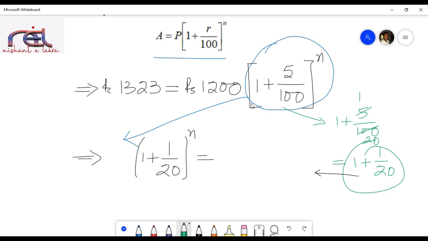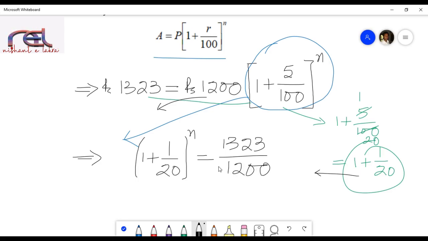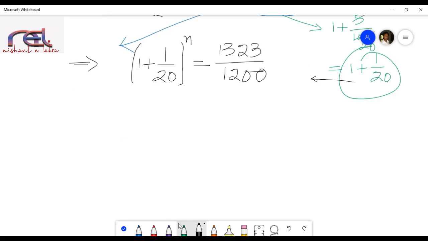So we will make this whole bracket with the power the subject. 1 plus 1 by 20 to the power n as the subject equals 1323. And you remember, when we move the multiplication to the other side of the equal sign, it becomes a denominator. That's why 1200 has changed into the denominator part. Okay, I hope you have understood till here. If not, then you can just go back through the video and see this part again.